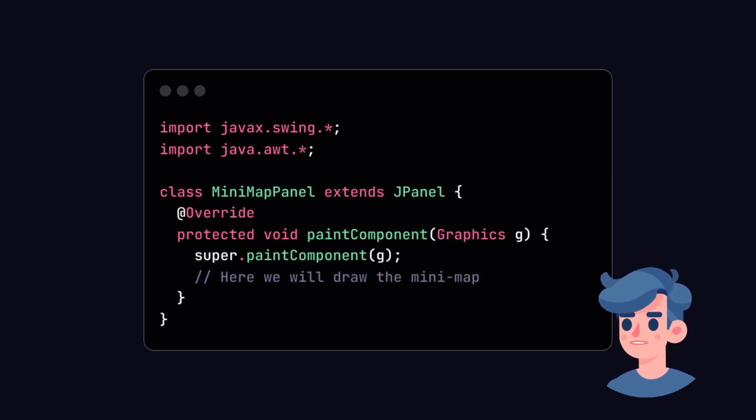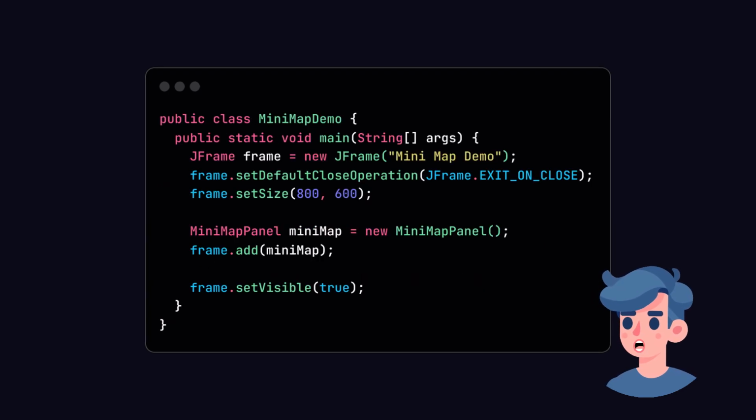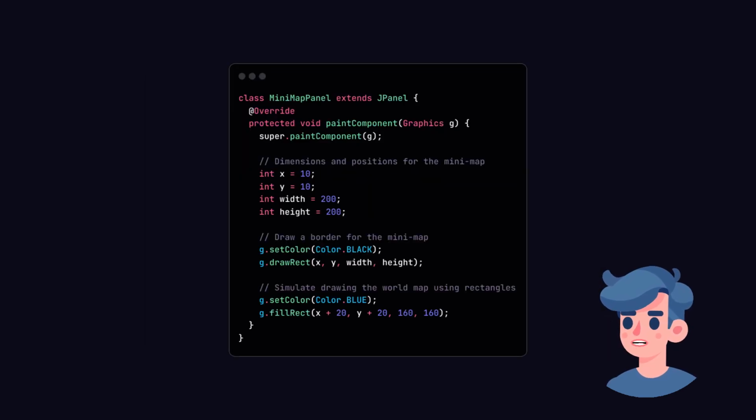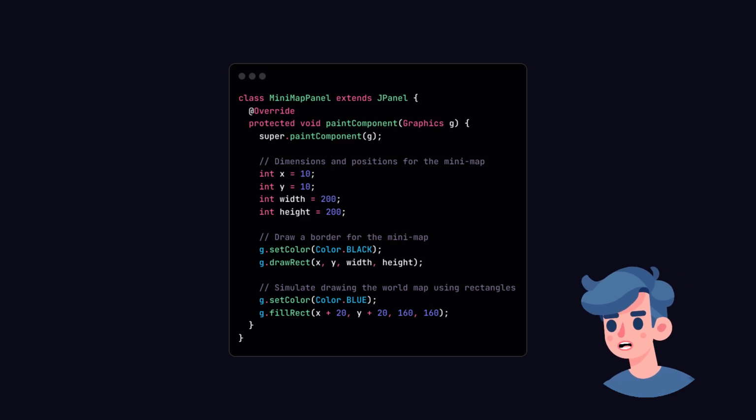Next, we'll enhance our window by adding a JPanel where the minimap will be painted. This can be achieved by subclassing JPanel to draw our minimap. Let's call this class MinimapPanel. Now, we need to instantiate MinimapPanel in our MinimapDemo class and add it to the JFrame. Let's proceed with that.